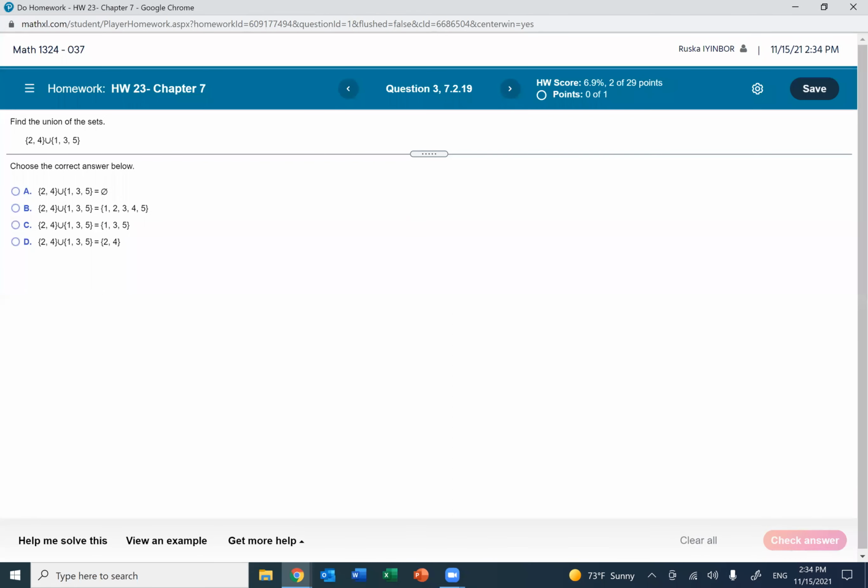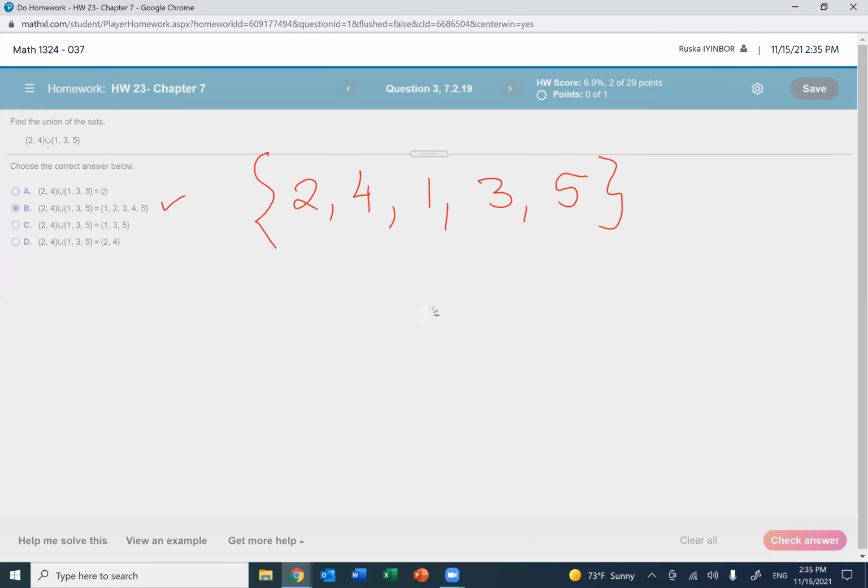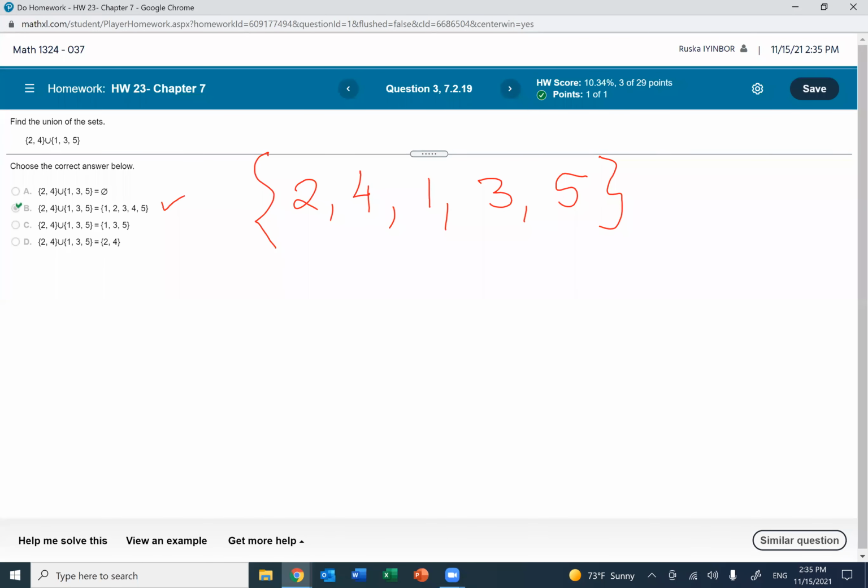When you find the union, you're going to include the first numbers, 2, 4, and then the numbers from the second set which are not repeating. So I have 1, 3, and 5. This is going to be the union because we don't have repeating numbers in both sets, and the union is going to include all of those numbers. So I have 1, 2, 3, 4, and 5. So obviously this is my right answer, B. Because the order doesn't matter, you can put it in this order or in that order.